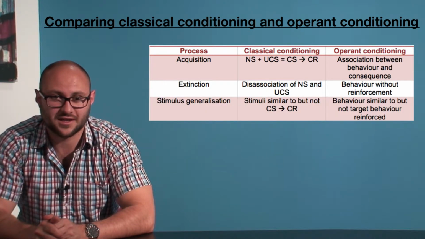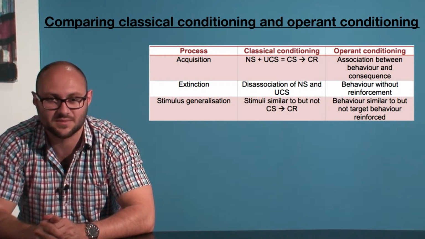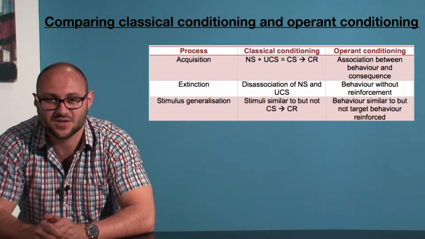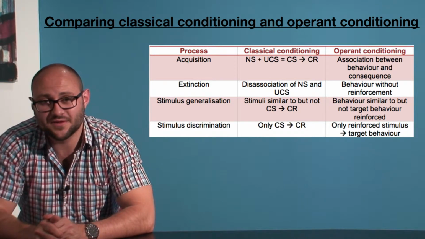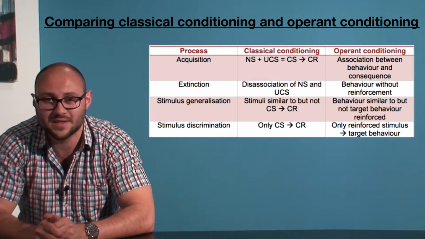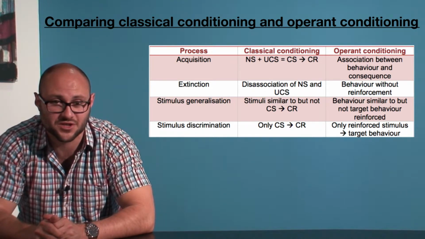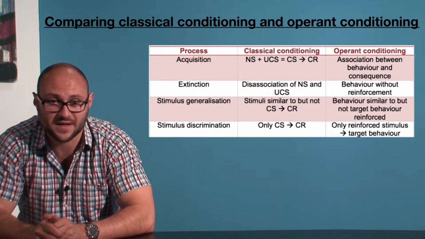In classical conditioning, stimulus generalization is when stimuli similar to but not the conditioned stimulus also elicit the conditioned response. Similarly, in operant conditioning, stimulus generalization is when reinforcement results in a similar behaviour, but not the target behaviour, being displayed. Along a similar train of thought, stimulus discrimination occurs either when only the conditioned stimulus elicits the conditioned response or only when the reinforced stimulus produces the desired behaviour. This is for classical conditioning and operant conditioning respectively.